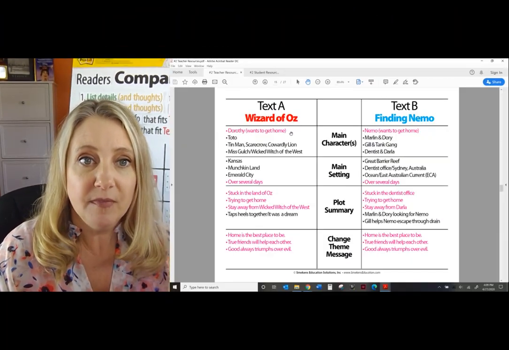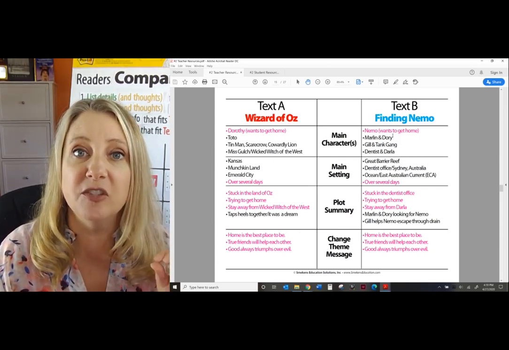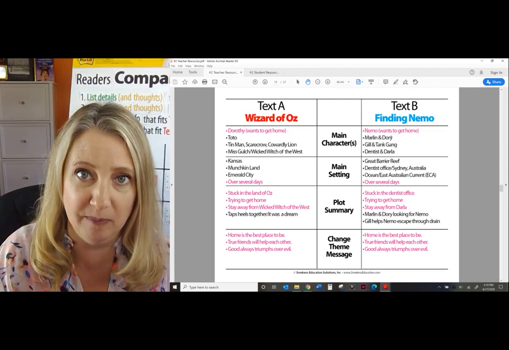When you're comparing apples to oranges, you have to think about how they are similar. Maybe not exactly the same, but similar. And so let's look at some of these things. Notice how they turn pink. The Wizard of Oz and Finding Nemo are similar because both main characters are trying to get back home.